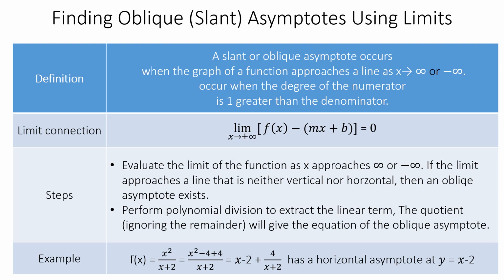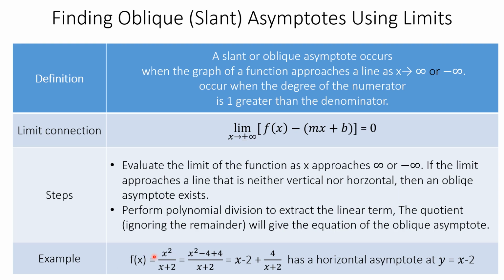Here, the limit connection is as x approaches positive or negative infinity, the function minus a linear function equals 0. So first, the steps to find this are to evaluate the limit of the function as x approaches infinity or minus infinity. If the limit approaches a line that is neither vertical nor horizontal, then an oblique asymptote exists. Then you can perform the polynomial division to extract a linear term. The quotient, ignoring the remainder, will give the equation of the oblique asymptote.